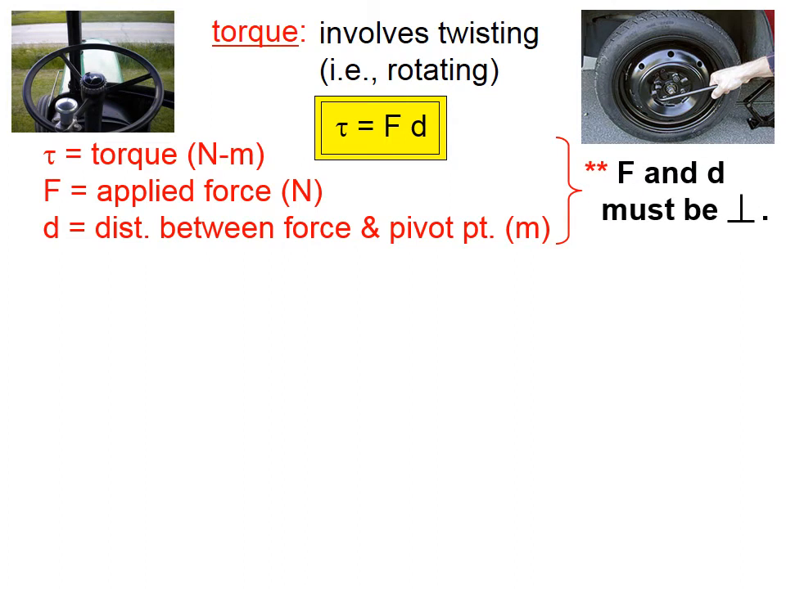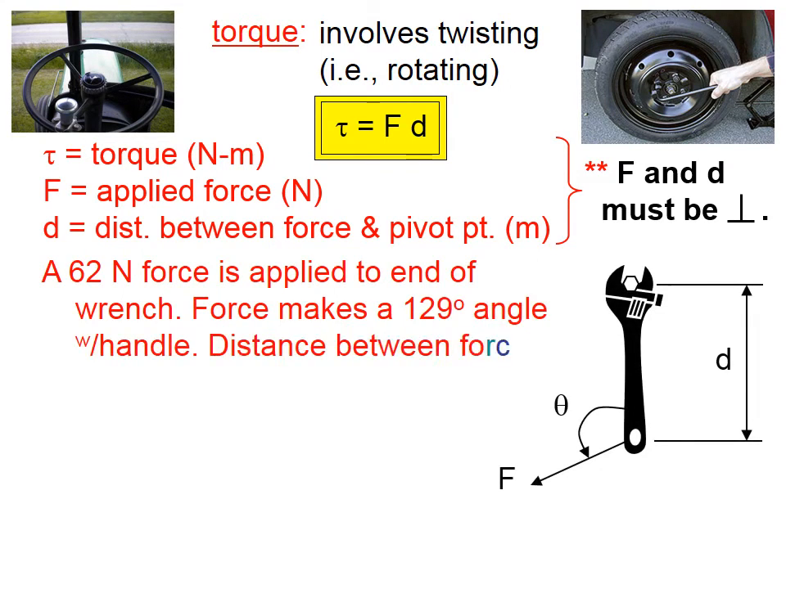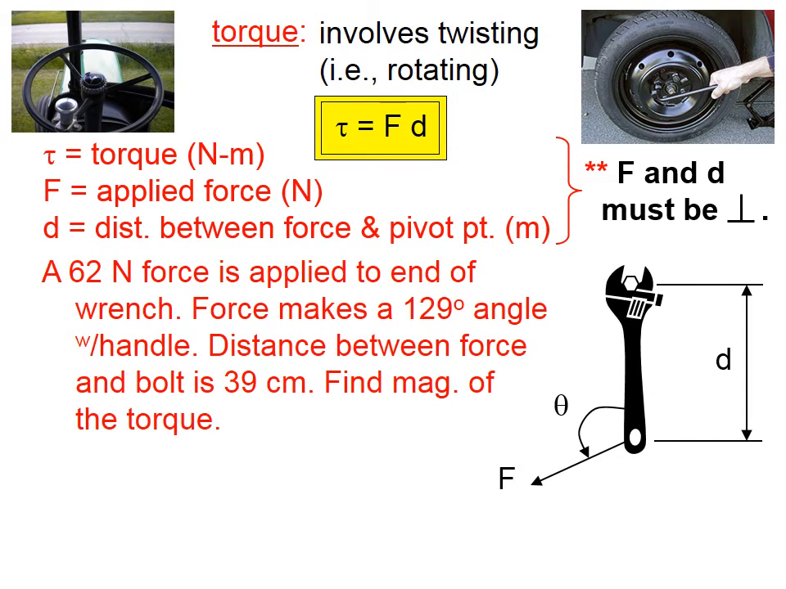Now the key here is that the force and the lever arm, D, must be perpendicular to each other. Let's give an example in which we have to take that into account. We have here a wrench, and we're applying a force to the end of it. But you can see that we're not applying the force perpendicular to the lever arm. The lever arm goes straight up and down. The force is not being applied perpendicular to that, but at some angle.